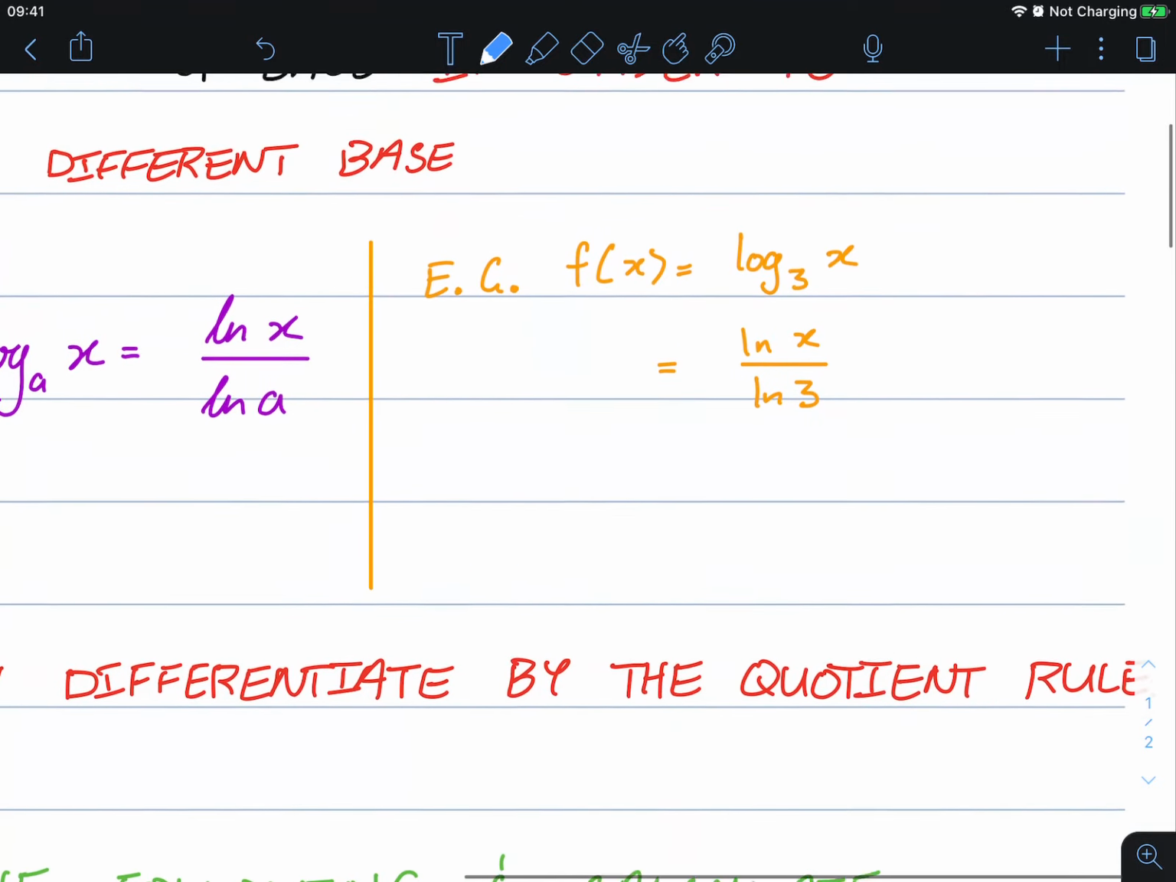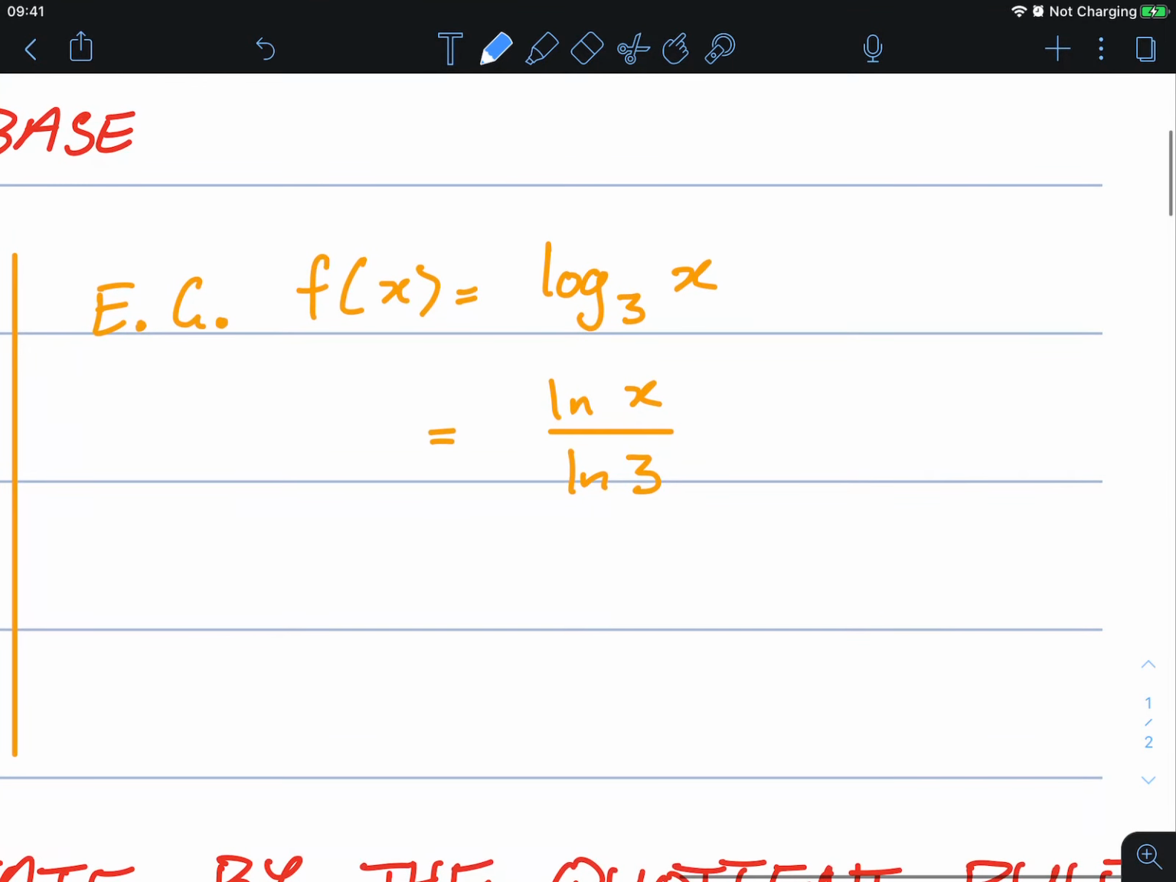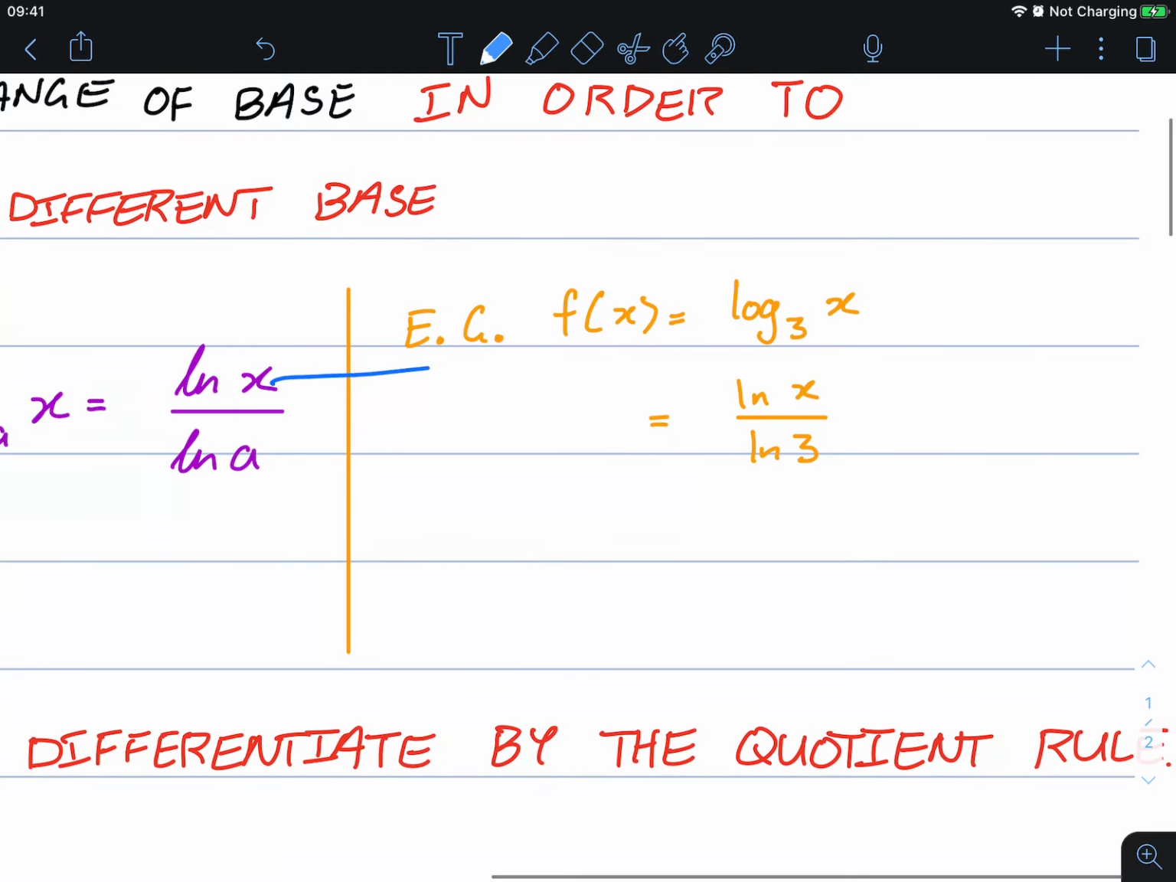Let's do an example here. So let's say we had log base 3 of x. We can convert this to an expression of log base e. So ln of x divided by ln of 3. So we can see the parallels there.